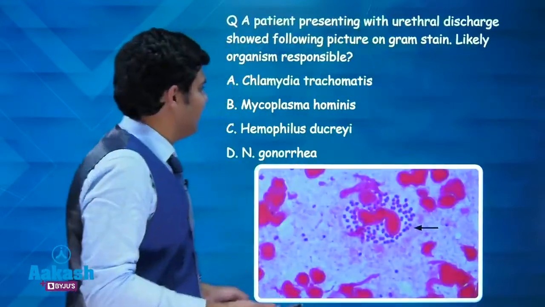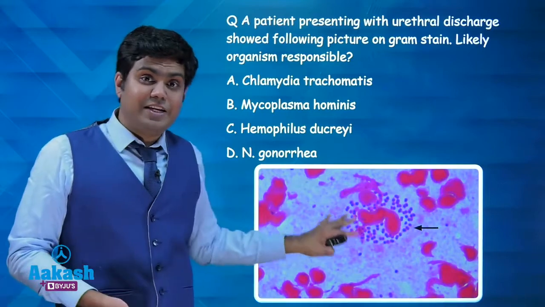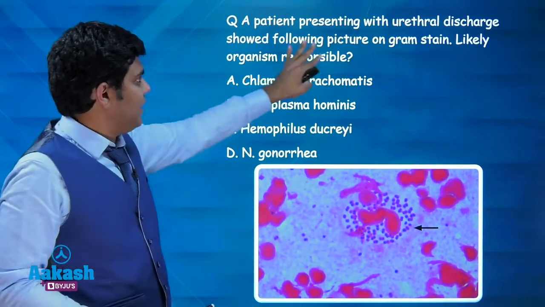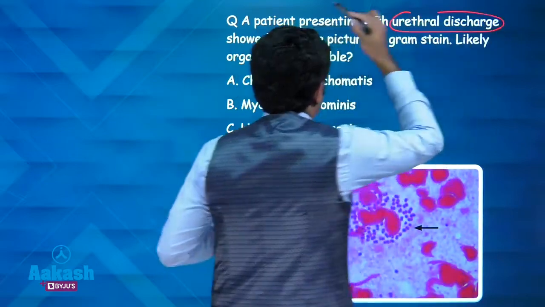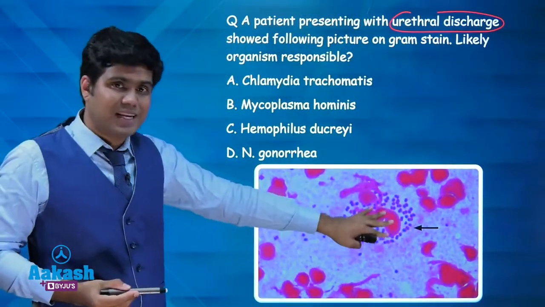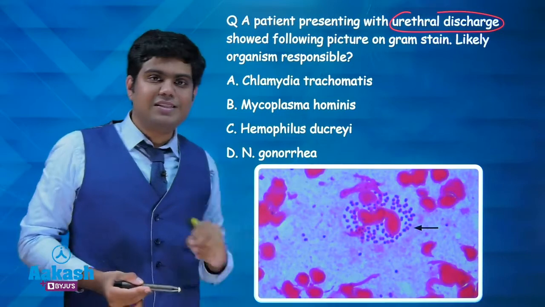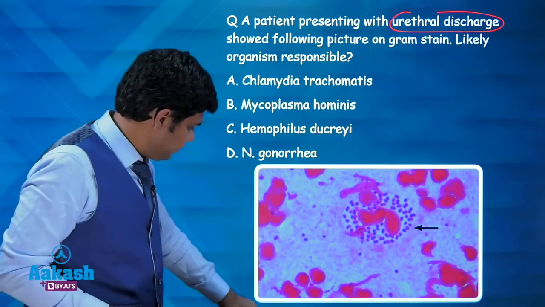Okay friends? Right. Another question, again STD, very important. A patient presenting with urethral discharge showing the following picture on gram stain, what is the organism responsible? So can you tell me?